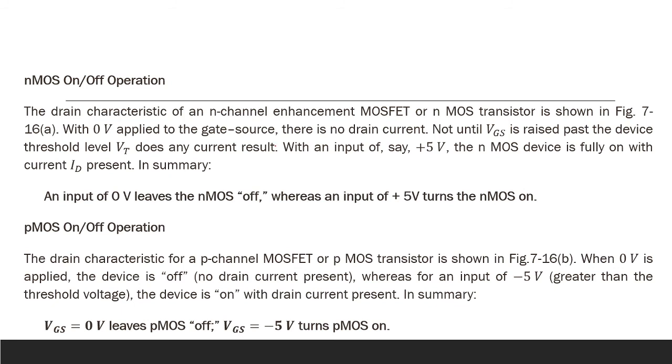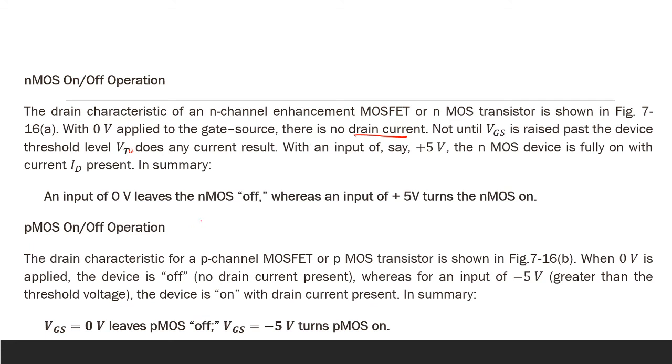So, with 0 applied to the gate to source junction, there is no drain current. Not until VGS is raised past the device threshold level, VT or VTH. Now, with an input of, let's say, 5 volts, the NMOS device is fully on and ID is present. So, an input of 0 volts leaves the NMOS off, whereas an input of 5 volts will turn the NMOS on. Now, ganun din kapag PMOS.